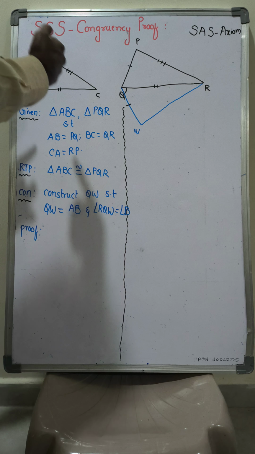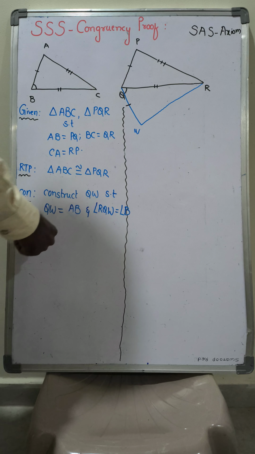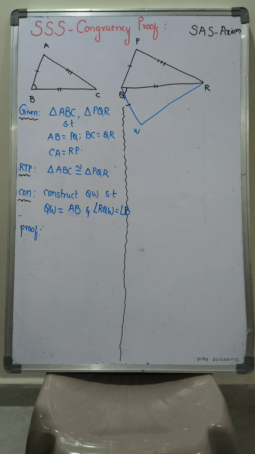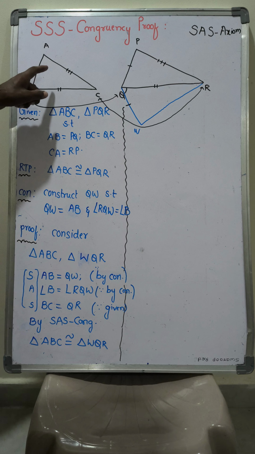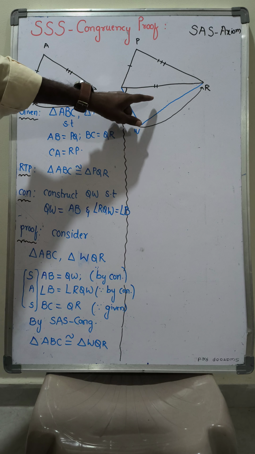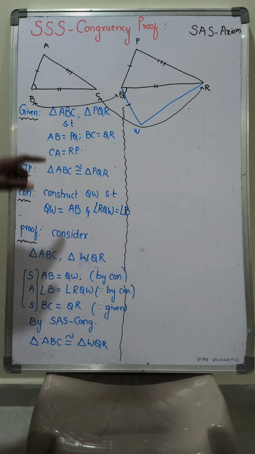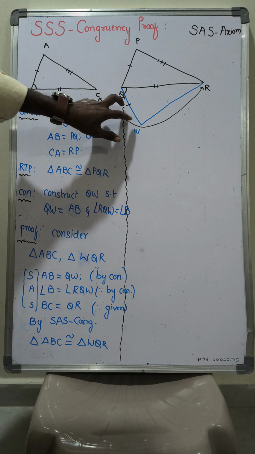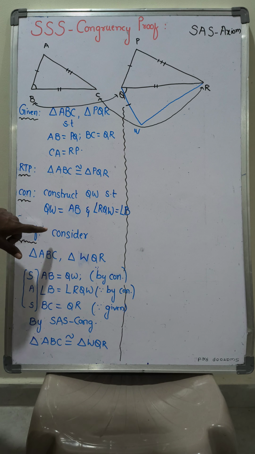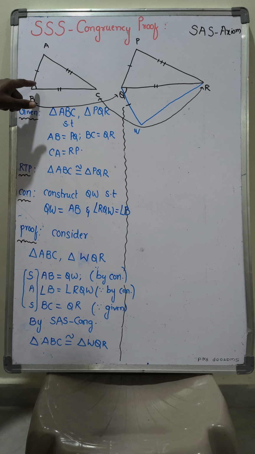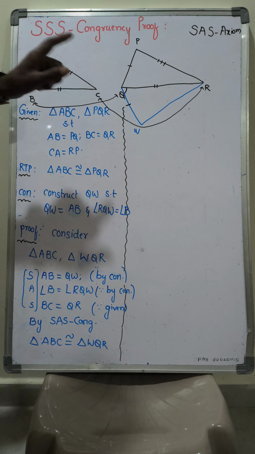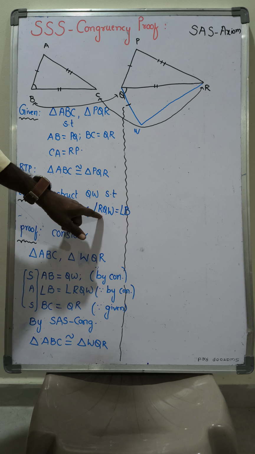Okay, so let me write the explanation in the steps. The same explanation I'm just writing here. So I'm going to consider two triangles, triangle ABC and triangle WQR, where AB is equal to QW by construction. We are constructing QW in such a way that QW is equal to AB. Next, angle B is equal to angle Q, because that is also by construction. We are constructing angle Q in such a way that it is equal to angle B.